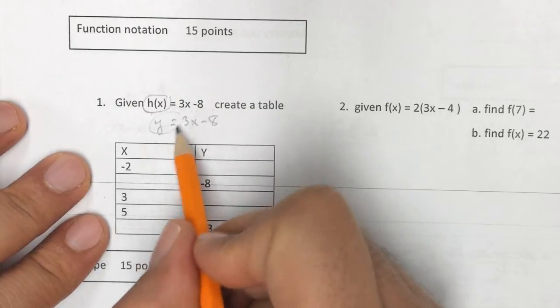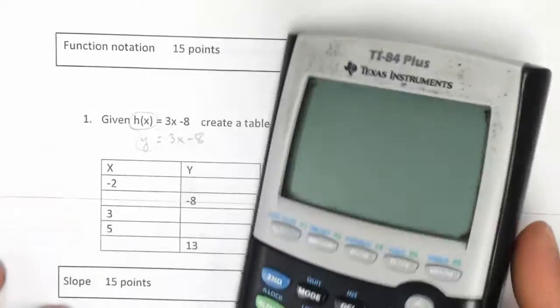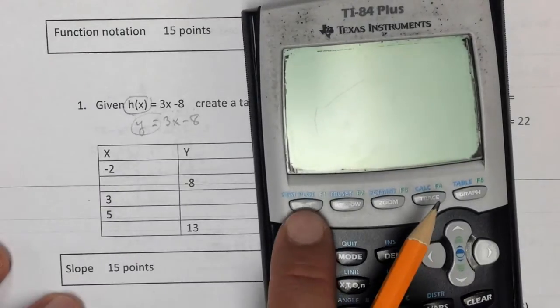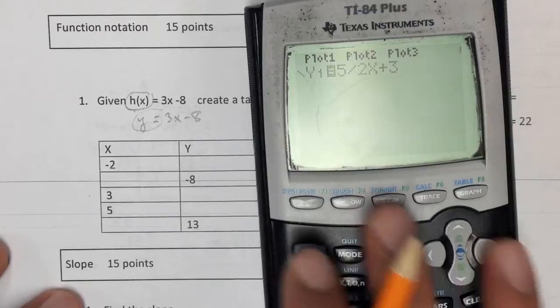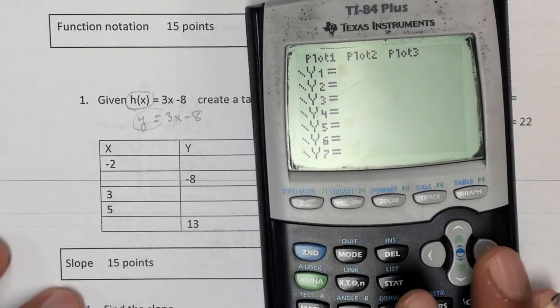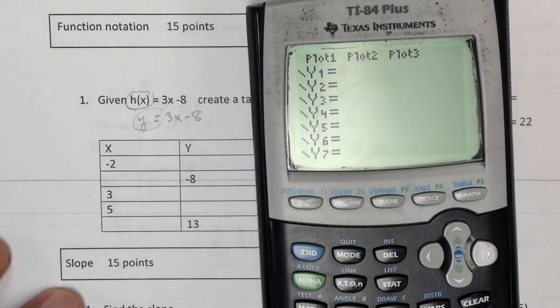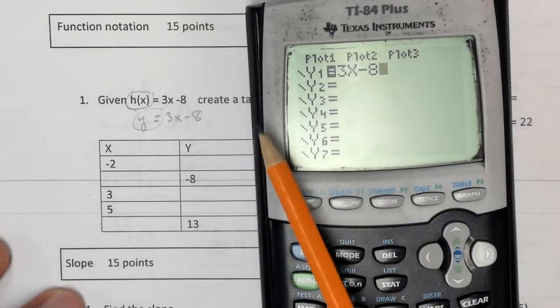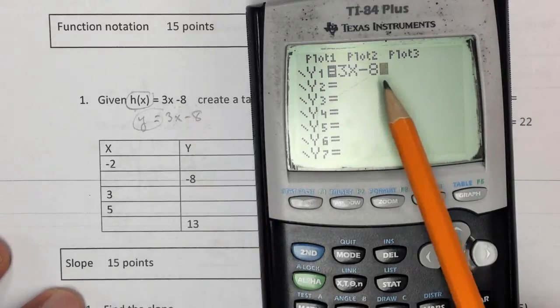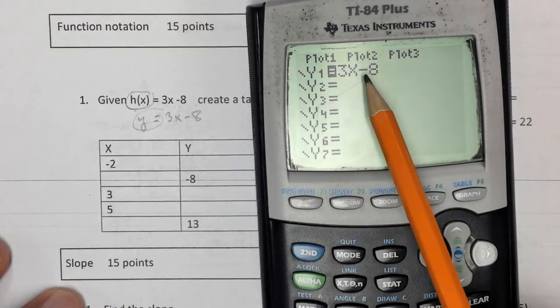So whenever I have a y equals, what I really want to do is use my calculator. My calculator has a button right here, and it says y equals. If I just press that, it takes me right there. And then all I got to do is plug it in, 3x minus 8. If it's in the middle, it's a minus. Even if it might look like a negative sign over here, if it's in the middle between a number or a letter, it's a minus.